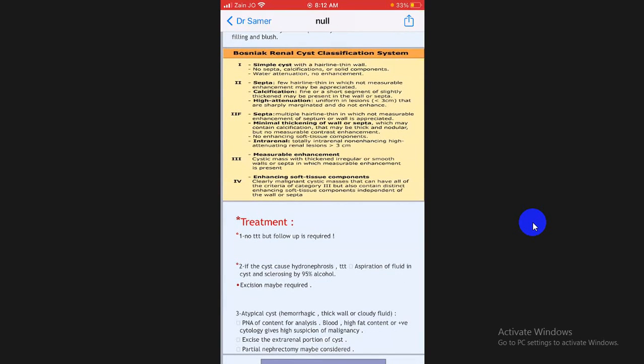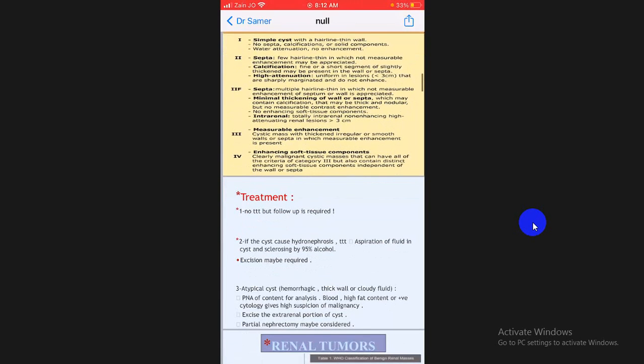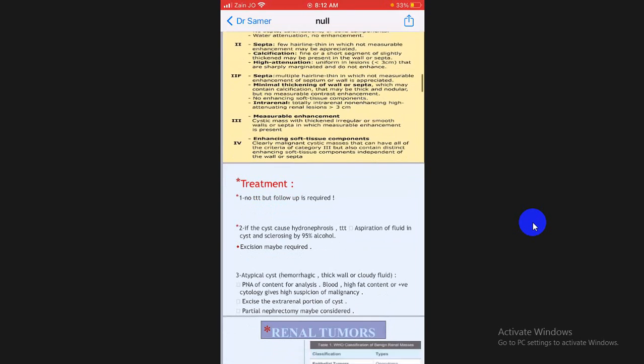Type 3 is a cystic mass with thickened irregular or smooth walls or septations, and there is measurable enhancement. Type 4 has enhancing soft tissue components, and usually this type has a high percentage of being renal cell cancer. Usually type 3 and type 4 we treat with a partial or radical nephrectomy.